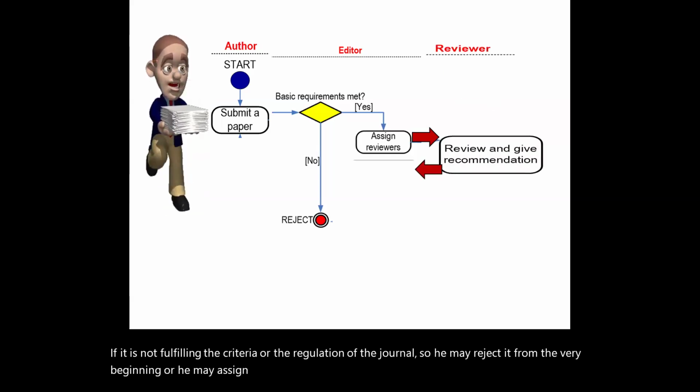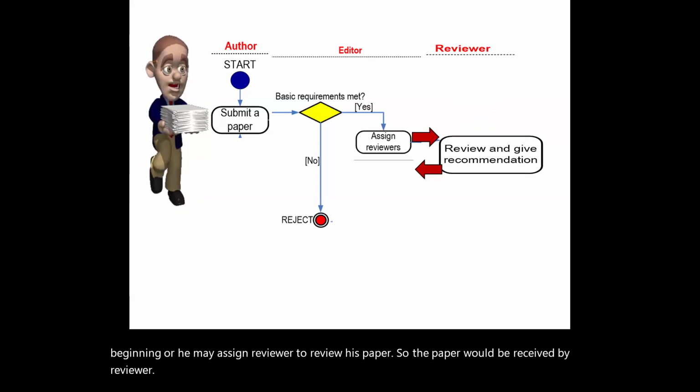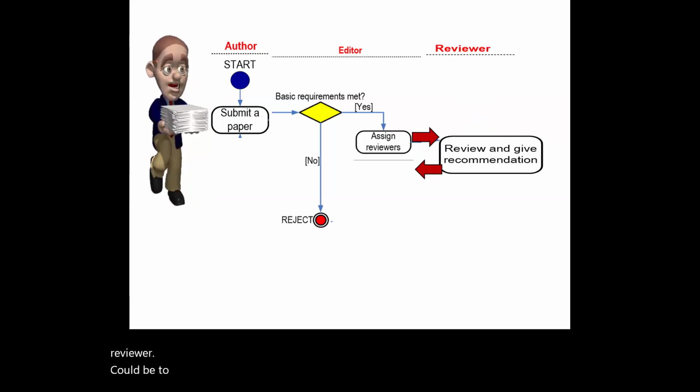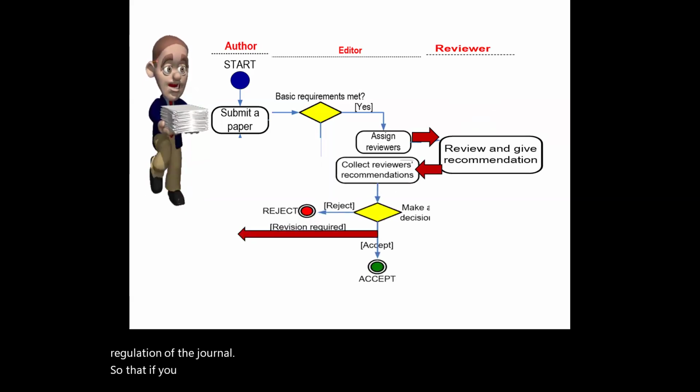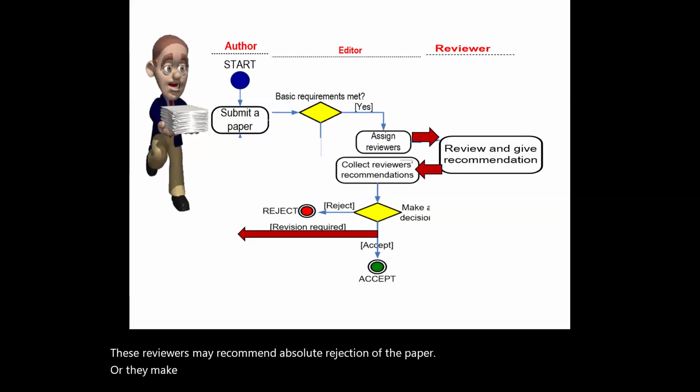So the paper will be received by reviewers. Could be 2 reviewers or 3 reviewers or any number of reviewers according to the regulations of the journal. The reviewers give their recommendation. These reviewers may recommend absolute rejection of the paper, or they may accept the paper as it is, or usually they ask for minor revision or major revision.